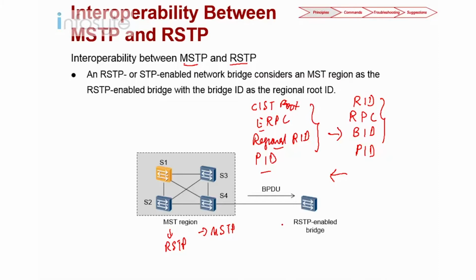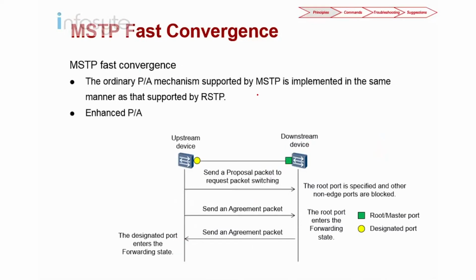So we don't have to worry if, let's say, one of the switches is in RSTP and the other switch is in MSTP. As in the earlier slide, MSTP basically is still using the RSTP proposal and agreement. Okay, so the ordinary proposal agreement mechanism supported by MSTP is also implemented in a similar manner in RSTP. Just to recap, let's say I have a switch, we call it upstream, connected to a downstream.